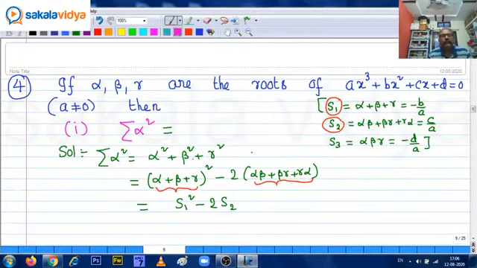So you remember it like this: S1 square minus 2S2. That's all. Otherwise S1 square means b square by a square minus 2c by a. But don't do it. Leave it up to this one.